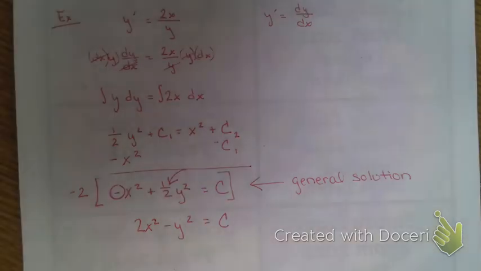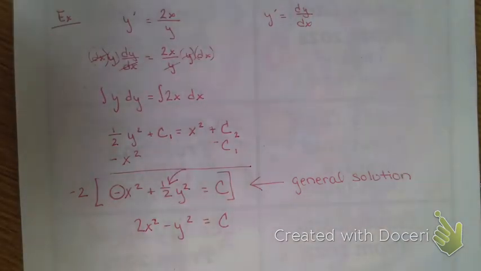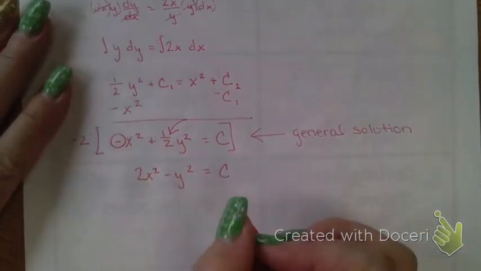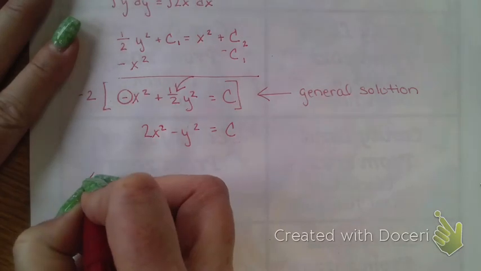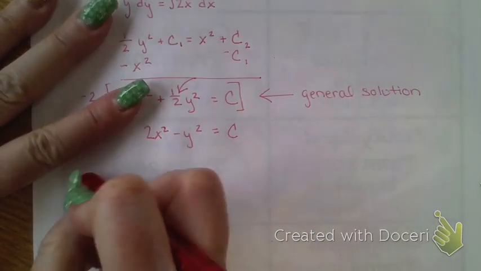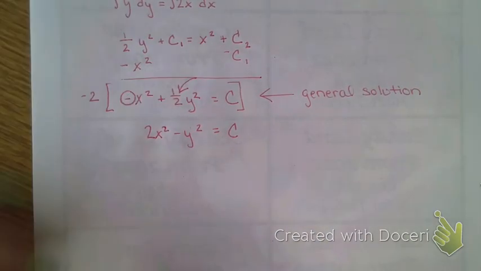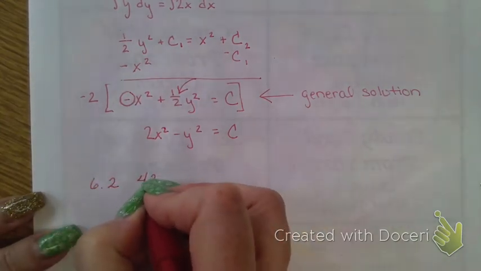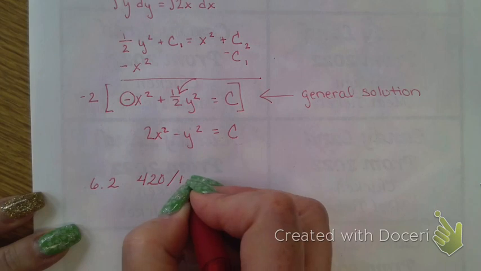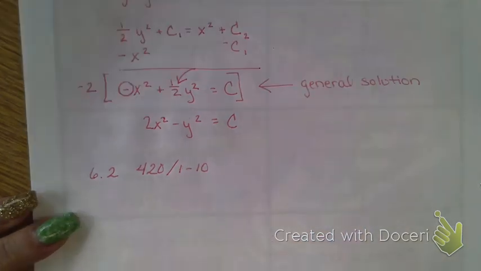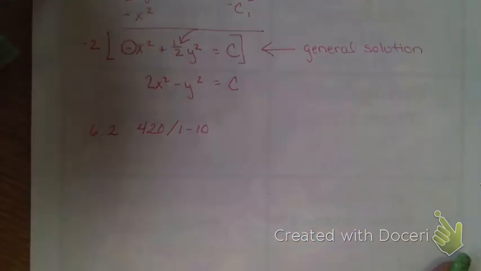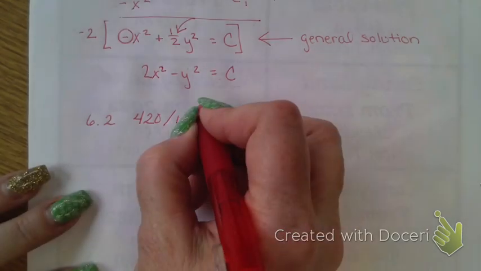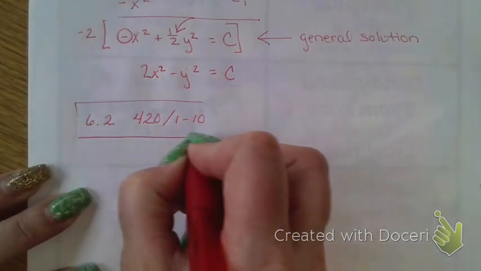That's basically it for today's assignment. We'll work a couple. Your assignment is page 420. So we're in chapter 6, correct? Yeah, 6.2, page 420, 1 through 10. And I will get that posted. I was late. I had an appointment this morning, so your board isn't up or anything.